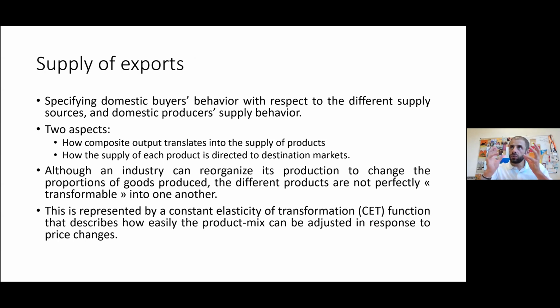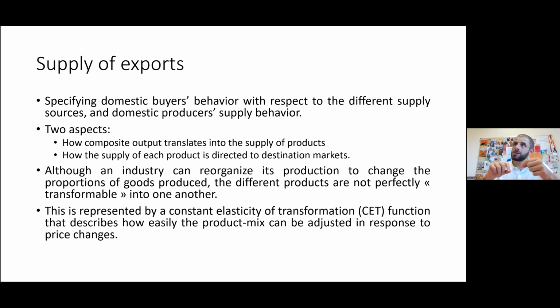For this, there are two important aspects that must be considered. On the one hand, we have to see how the composite output translates into the supply of products, because I'm producing an output. Part of it will be sold domestically and part of it will be sold abroad. And then how the supply of each product goes to the destination market itself. In mathematical terms, we say that the products are transformable, which means that they are not identical.